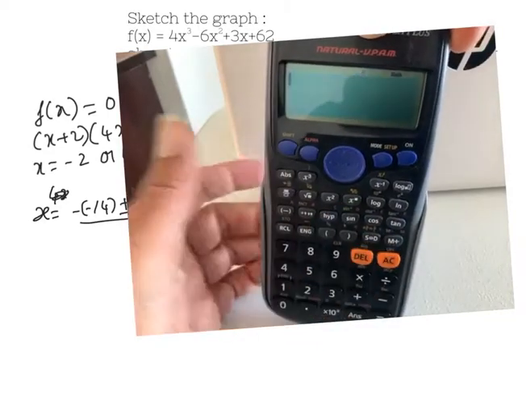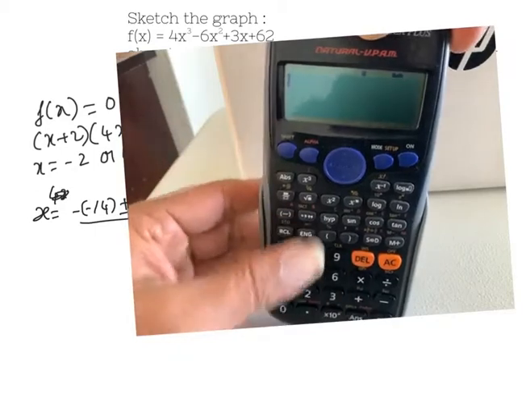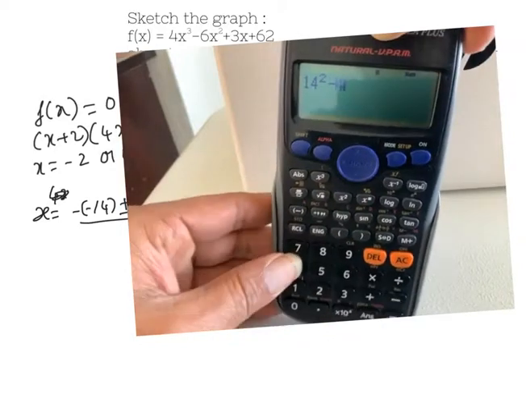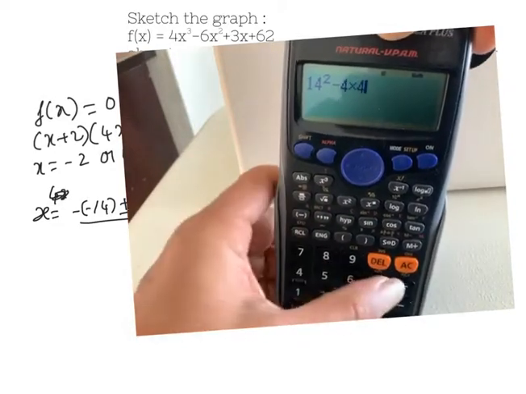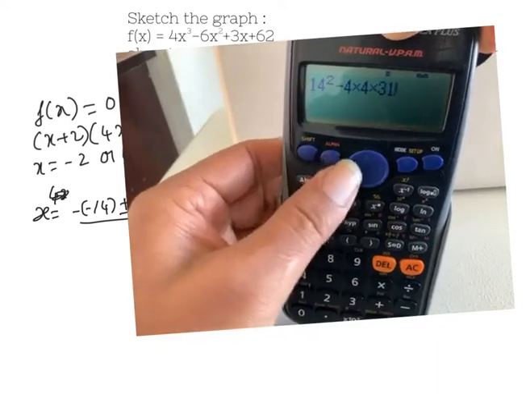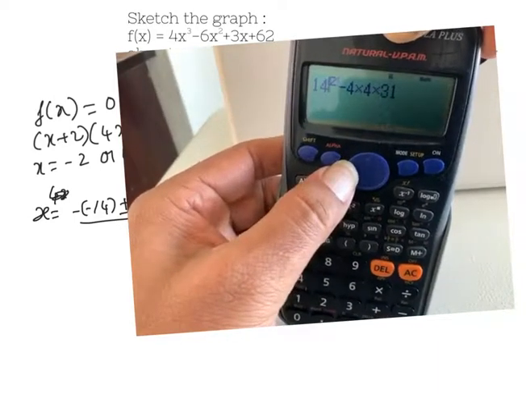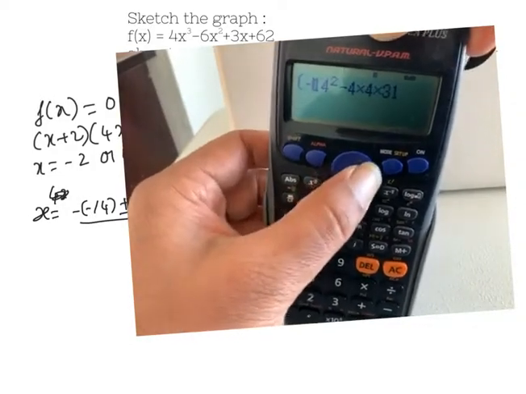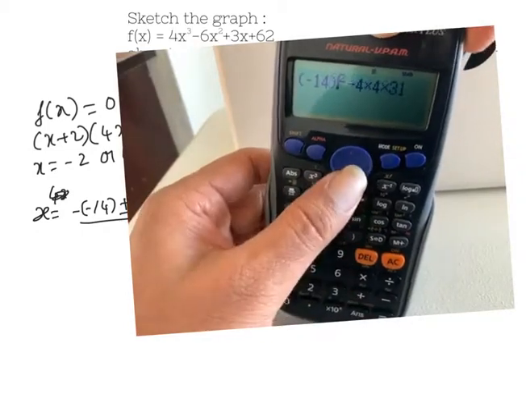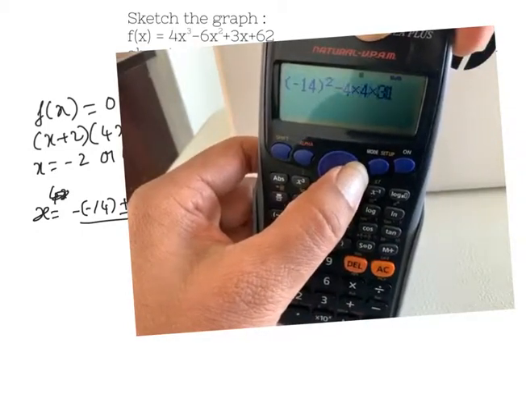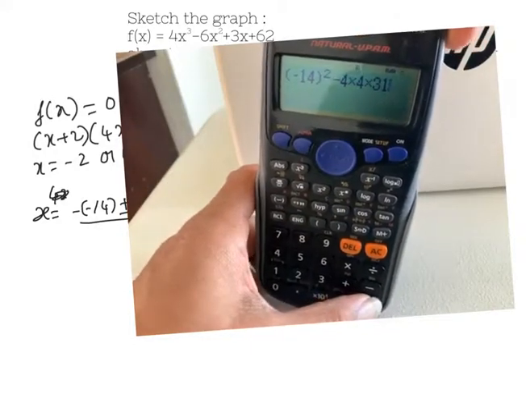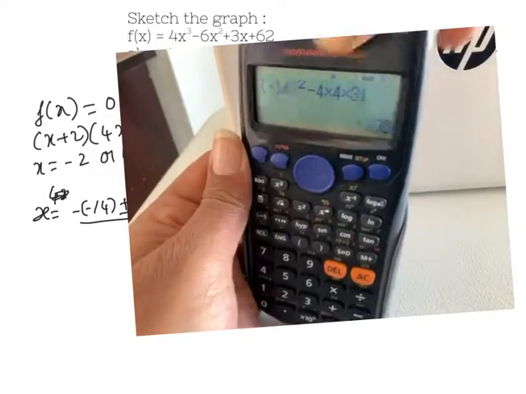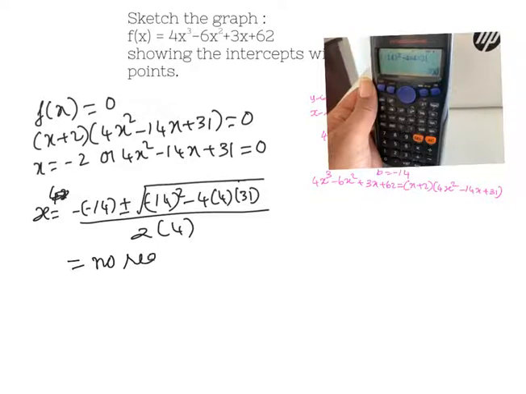So I want to check if the roots really do not exist. So what I'll do, I'll type 14 squared, b squared minus 4ac, minus 4 times 4 times 31. So in fact it has to be negative 14. So let me make it negative 14. Open the brackets, negative, and I close the brackets here. So it's negative 14 squared minus 4 times 4 times positive 31. So you get a negative 300. So b squared minus 4ac is negative. That means the roots are unreal. So I can now write here: no real roots.